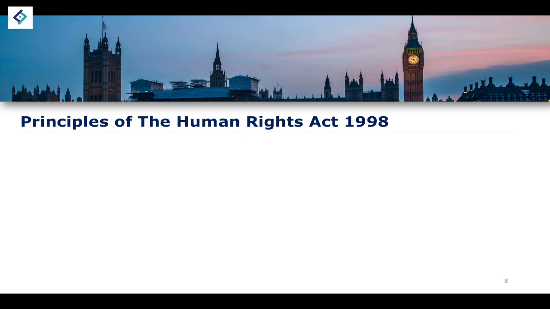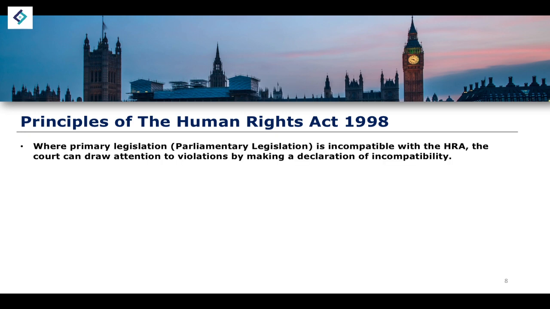Given that we've dealt with the technicalities of the Human Rights Act and the ECHR, let's think about the principles of the Human Rights Act. Where primary legislation, i.e. parliamentary legislation, is incompatible with the Human Rights Act, the court can draw attention to violations by making something known as a declaration of incompatibility.